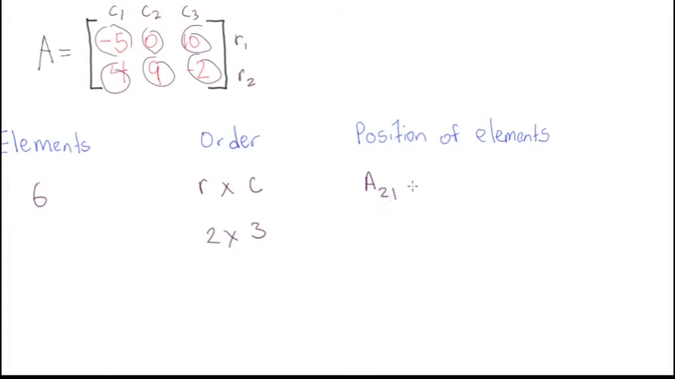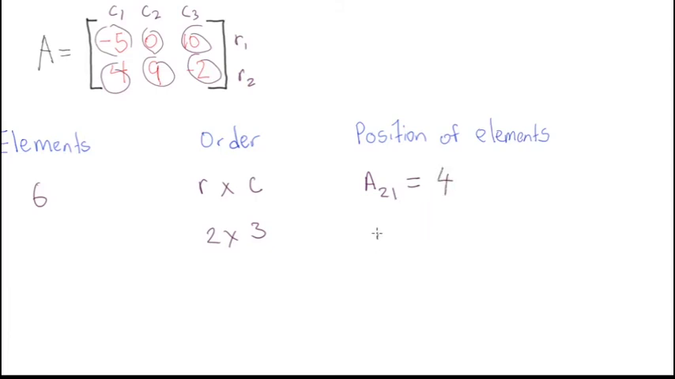So you can identify the position of an element by writing the name of the matrix, then the row, and then the column. So we're looking for the element that is in row 2, and column 1. So therefore, the A21 element would be 4.